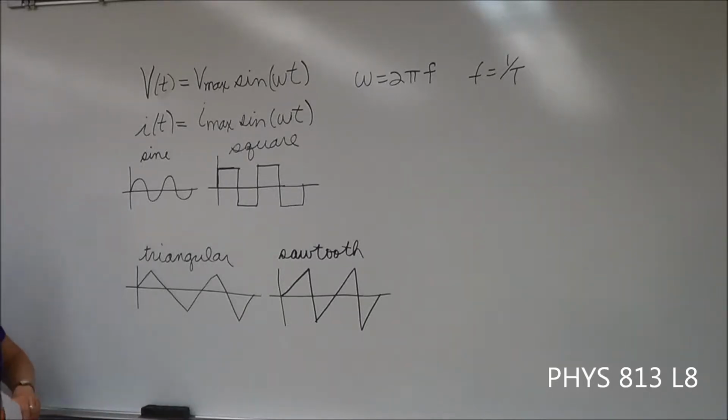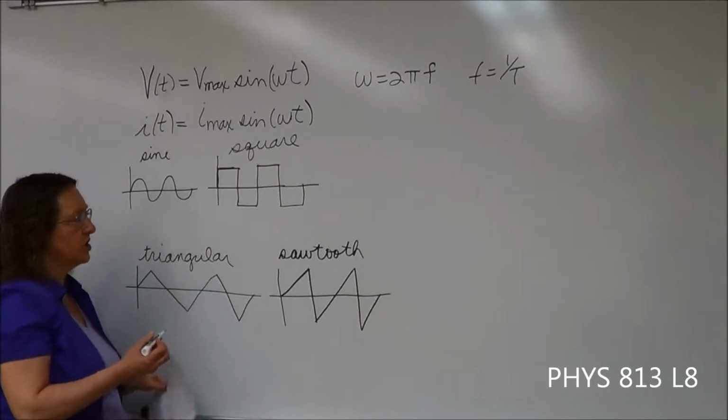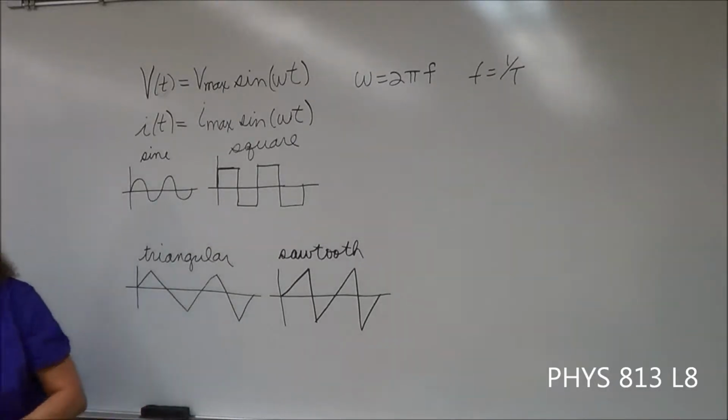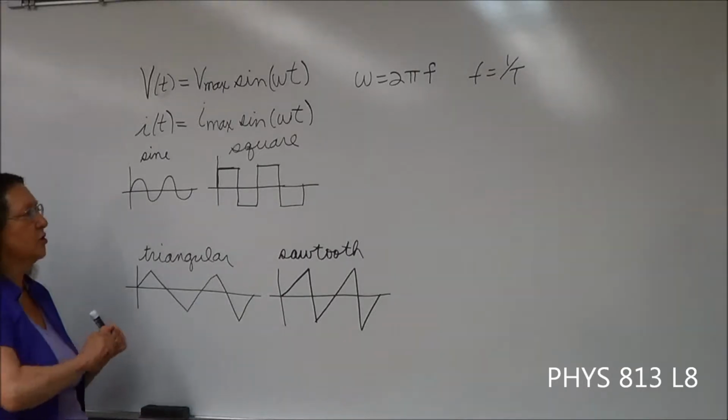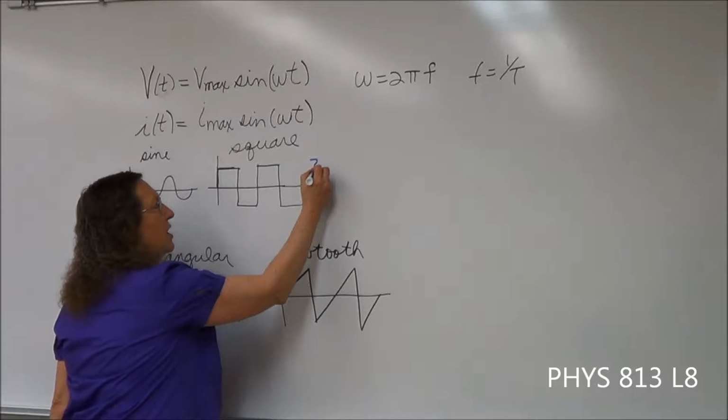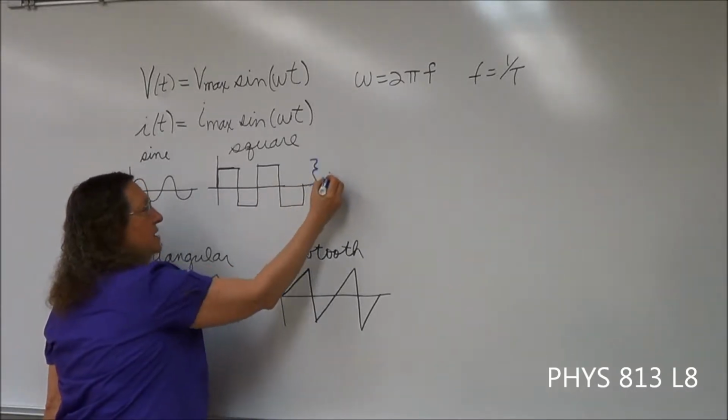Now, a couple of other things that we're going to need to keep track of is amplitude. Now, the definition of amplitude is from the horizontal axis to the maximum. So the amplitude is from this axis up to here.